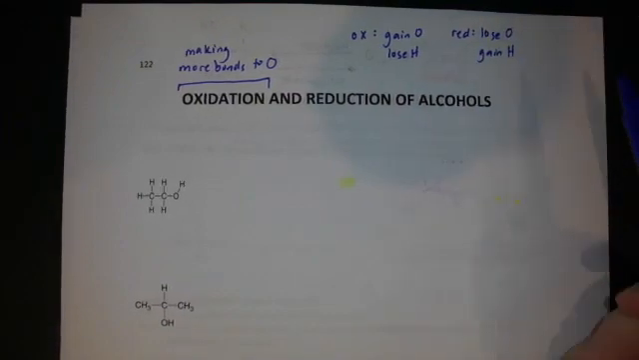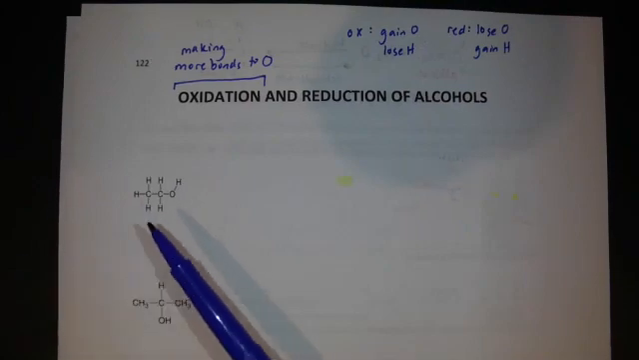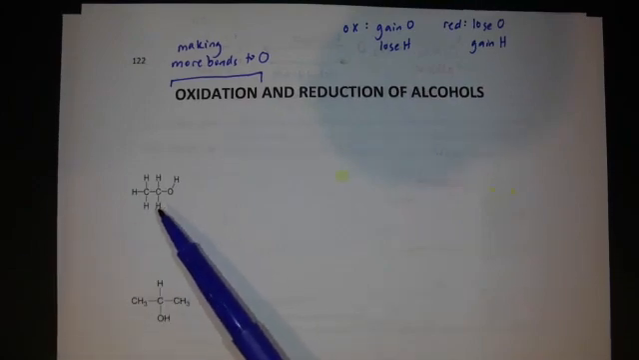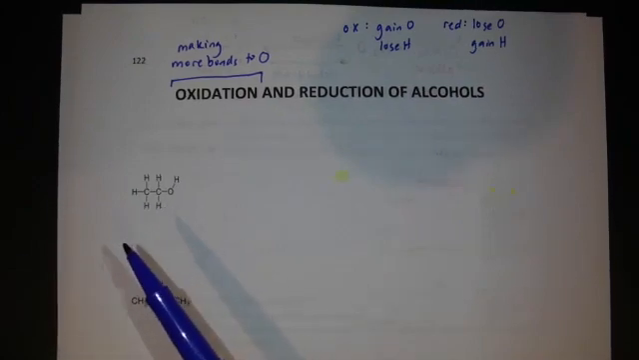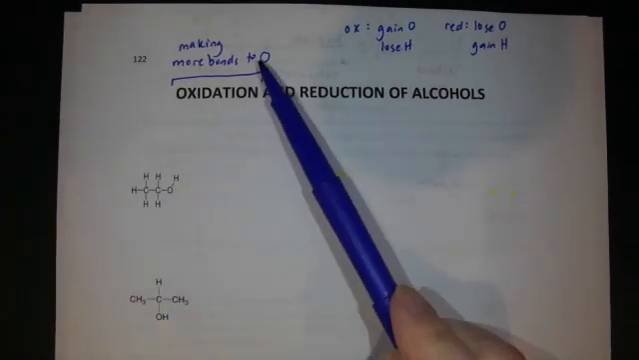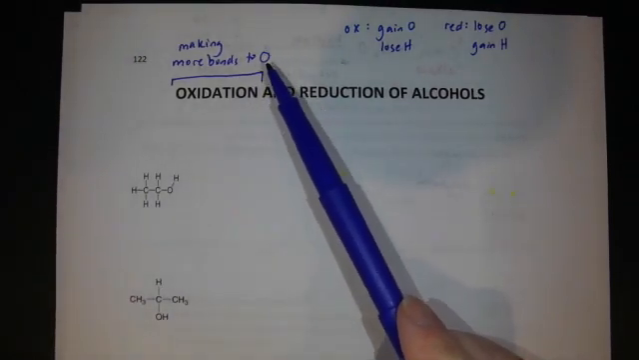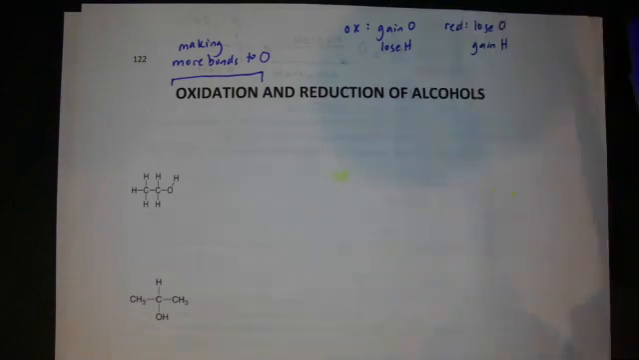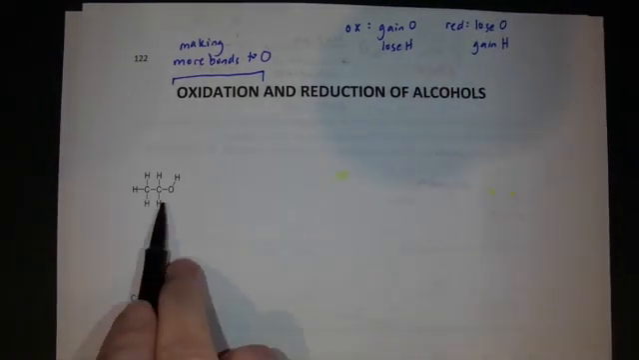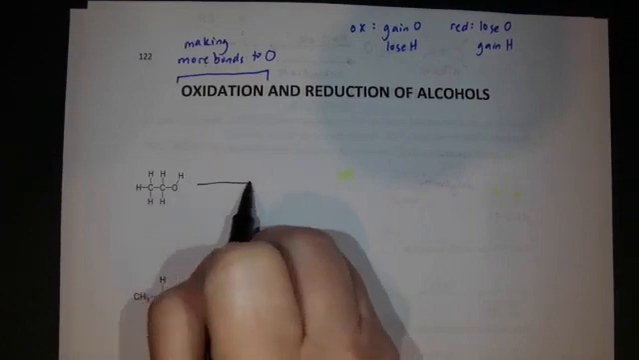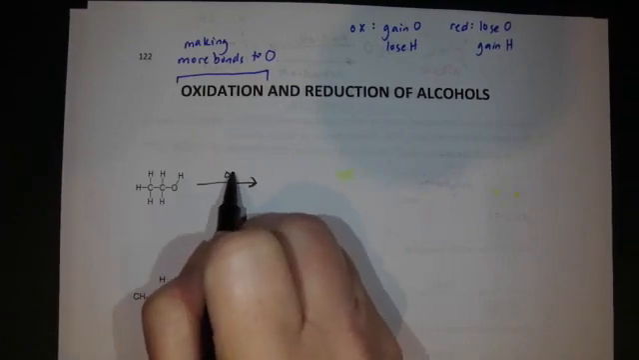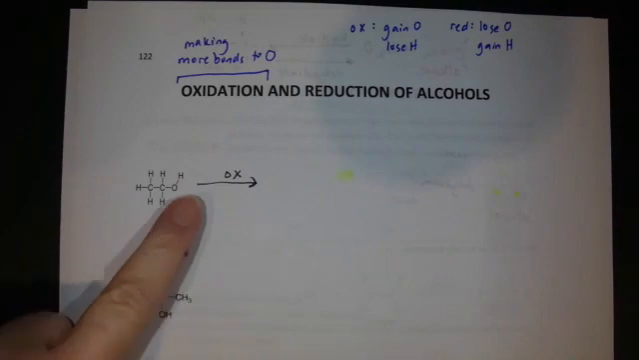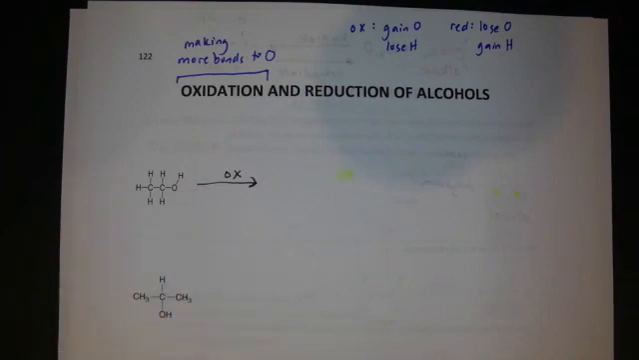The reason I'm reminding you of this is because when we go through these structures, in order to make an additional bond to oxygen, you'd have to kick out a bond to something, and that something is H. So if we want to oxidize, for example, this alcohol here, I'm going to indicate oxidation just by writing that symbol OX.